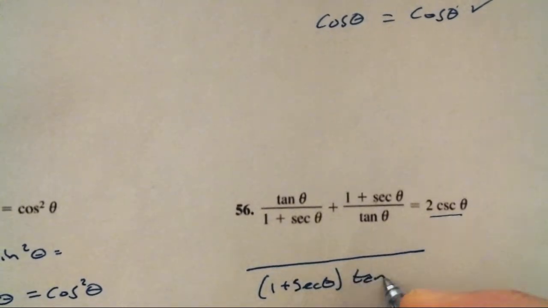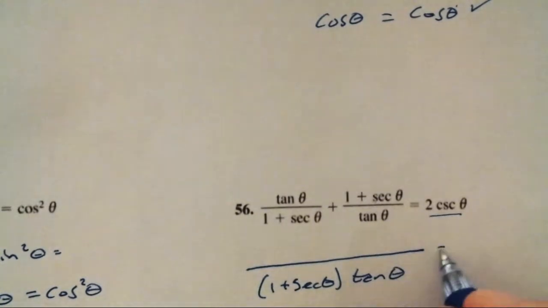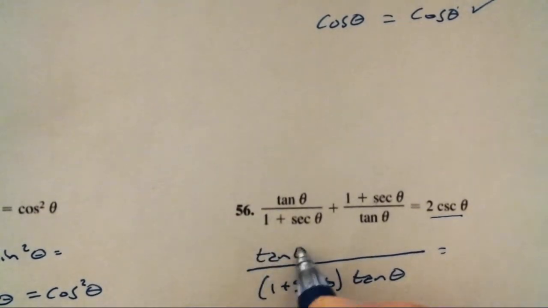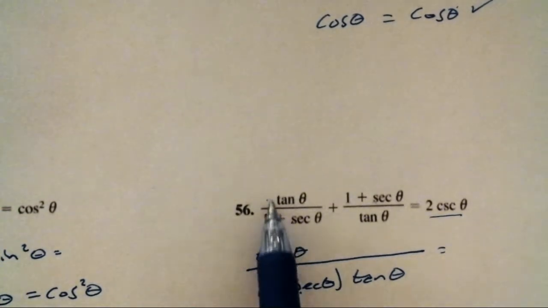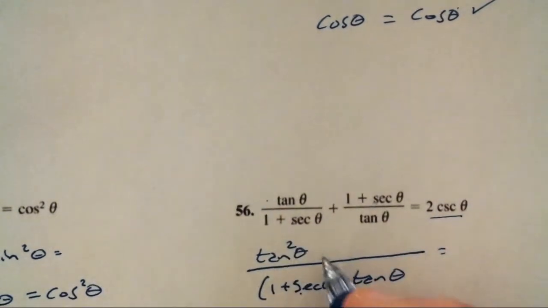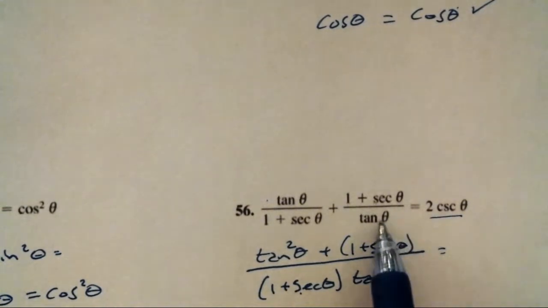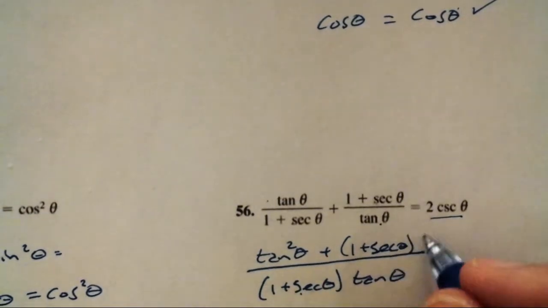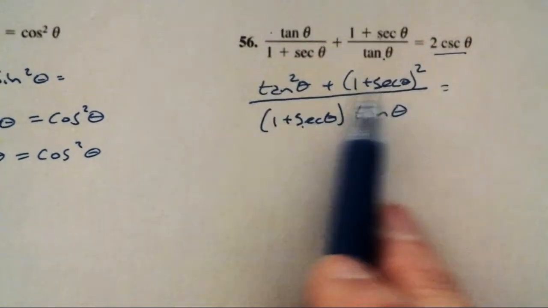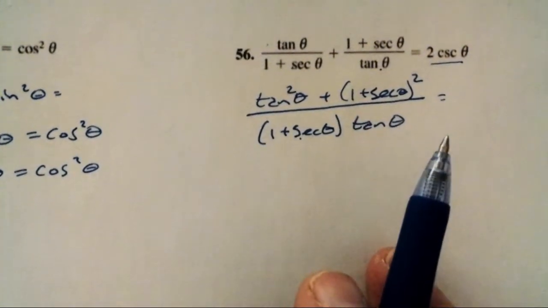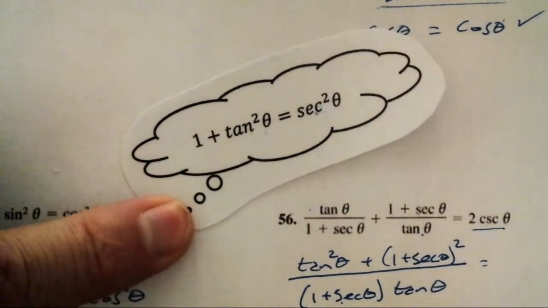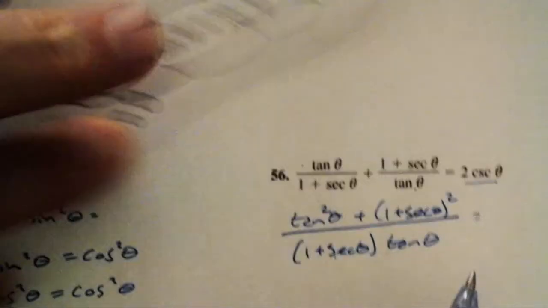I need a factor of tangent theta, which means this first term, which was already over 1 plus secant, needed to be multiplied by tangent on tangent. So this is tangent squared plus this second term, which was already on tangent, needed to be multiplied by 1 plus secant on 1 plus secant. Okay, I'm going to get in some Pythagorean territory now with the tangents and secants. Again, I like tangents and secants initially because they live together in that Pythagorean.